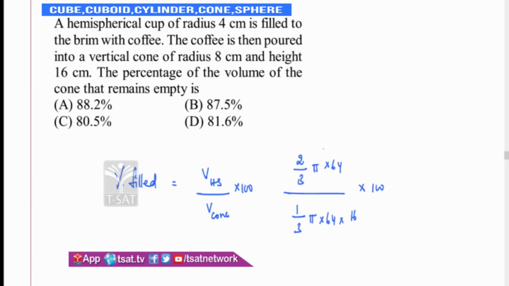So 1 pi by 3, 64 cancel. You are left with 2, 8. 100 by 8 is 12.5. If 12.5% of the cone is filled, therefore 87.5% of the cone is empty. So you are filling only 12.5%, 1/8 of the cone is filled. So the rest, 7/8 of the cone, is empty, which is 87.5%.